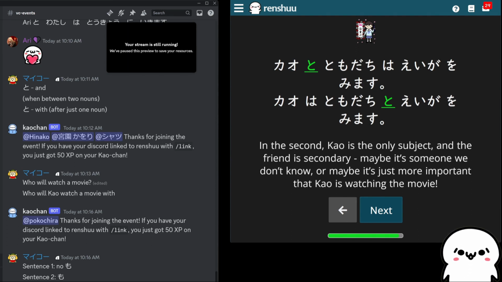We will be talking about existence verbs. That's the aru, arimasu, and iru, imasu. We'll be talking about those two verbs next time.